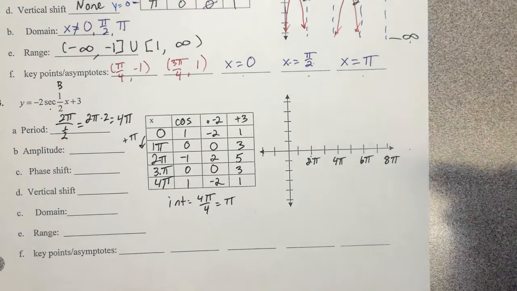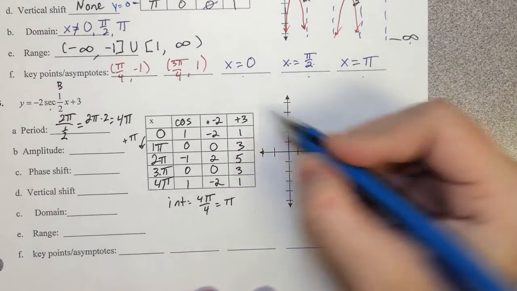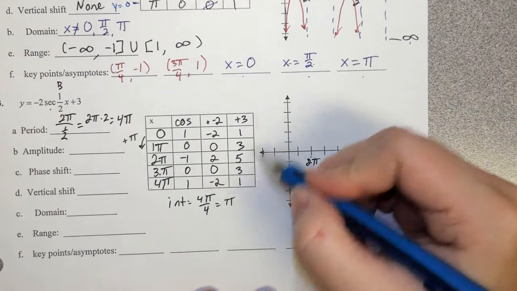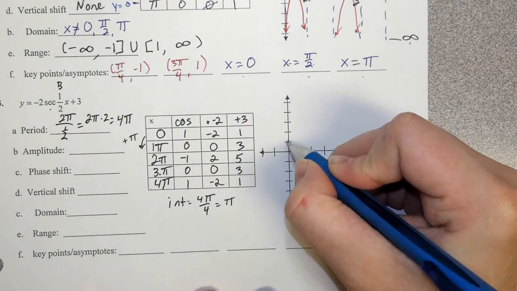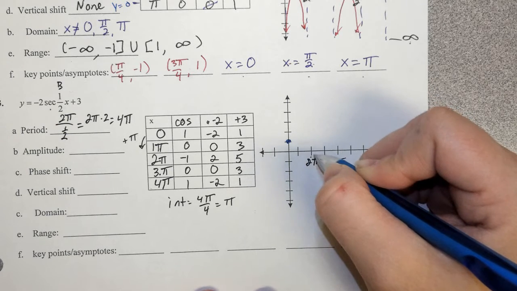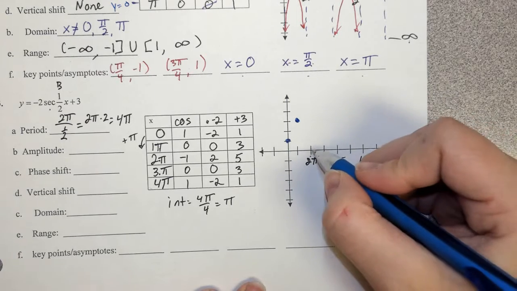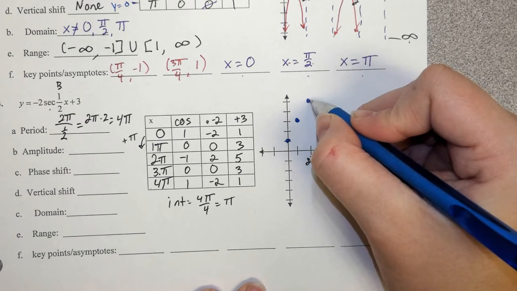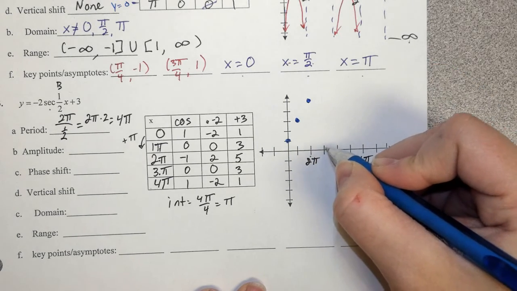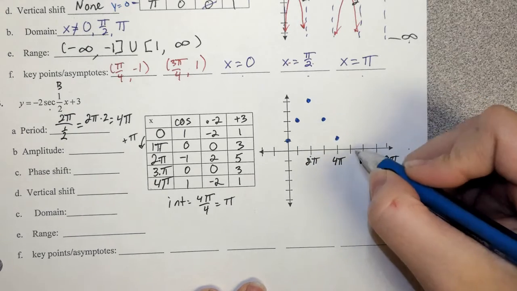All right, ready to graph, get some things going there. So I'm doing my cosine graph in blue. So I'm going to use my points here. 0, 1 would be here. Pi and 3, 1, 2, 3 would be here. 2 pi and 5 would be here. 3 pi and 3 would be there, 4 pi and 1 would be here.